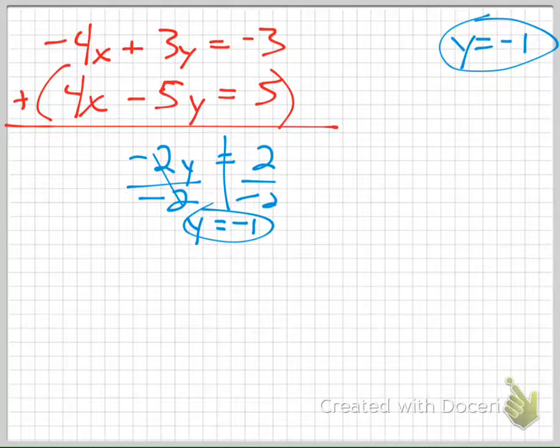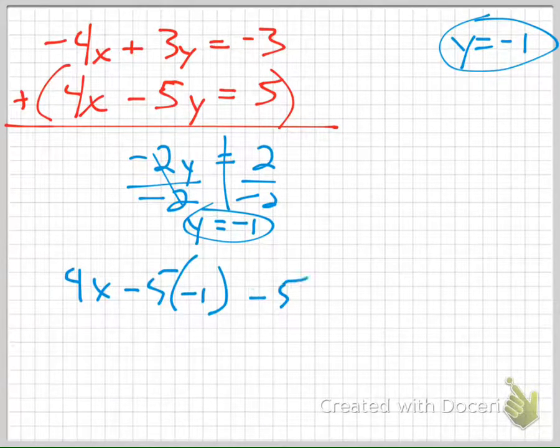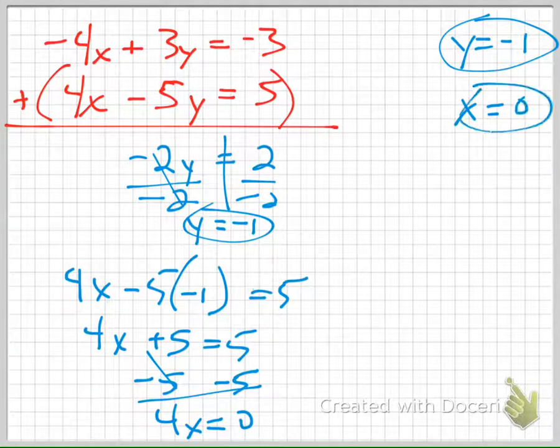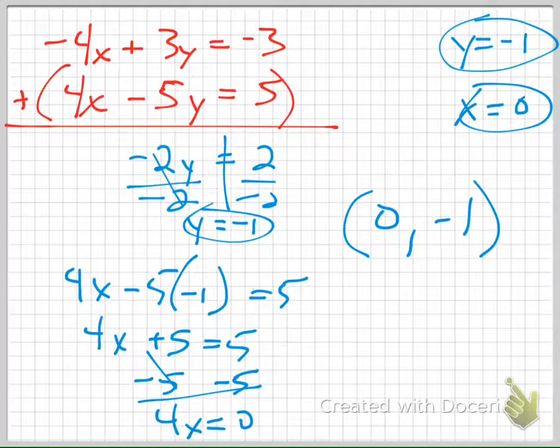Plug it into which one? Doesn't matter. Plug it into the bottom one. 4x minus 5 times negative 1 equals 5. 4x plus 5 equals 5. Minus 5, minus 5. 4x equals 0. What does that mean? x equals 0, right? x equals 0. 0, negative 1 is how you would answer that. How many of you got 0, negative 1? Good, not difficult. The addition ones are easy.